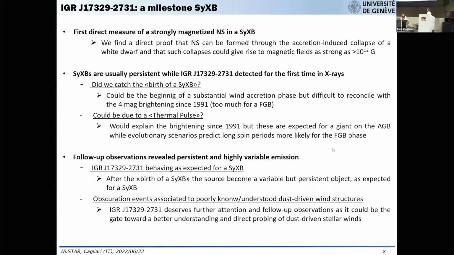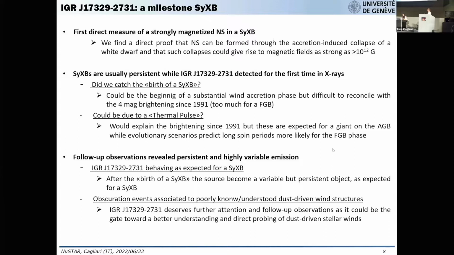The interesting point is also that this source was never observed in X-rays before. So before 2017, from that position, we never recorded X-rays, meaning that we called this one the birth of a symbiotic X-ray binary. Now, what does it mean? It's really difficult to tell, because in principle, these systems are very old. The red giant was already there with the wind and so on. So we cannot really conclude what is the reason for which this system never shone in X-rays before 2017.